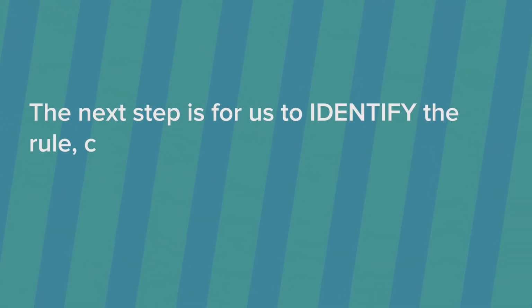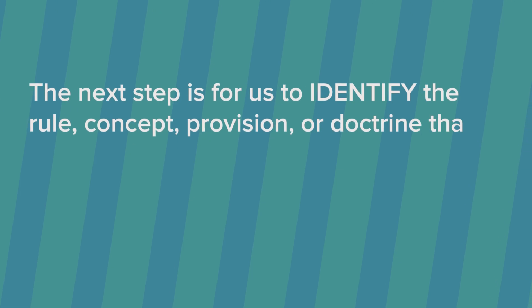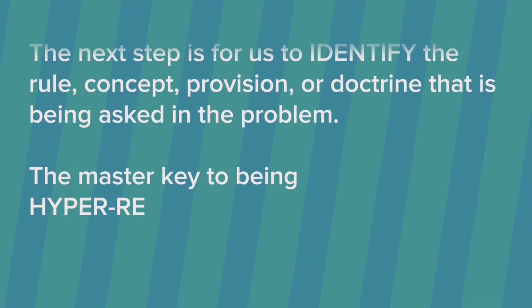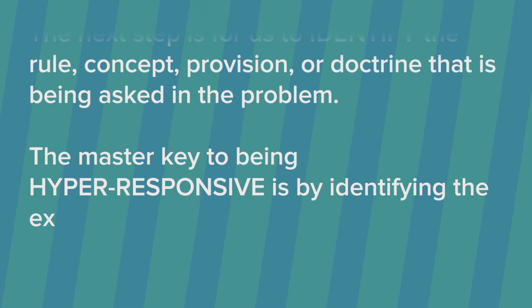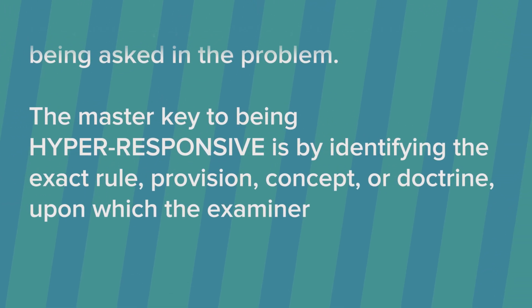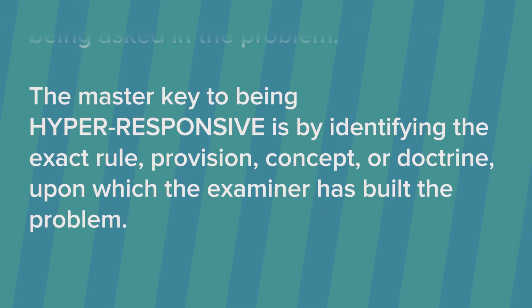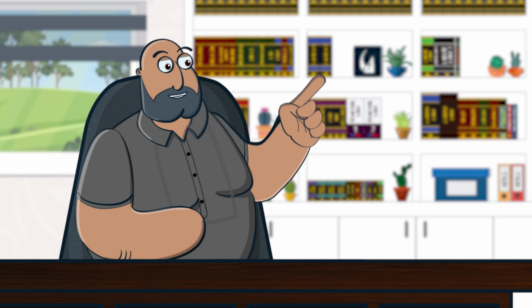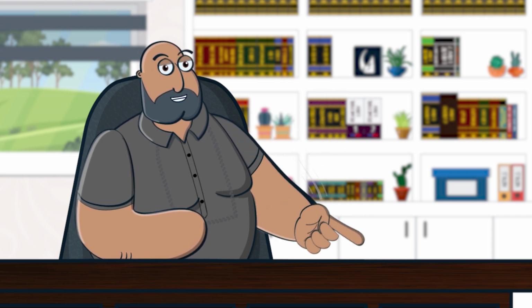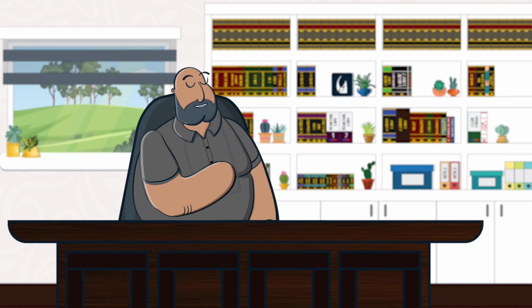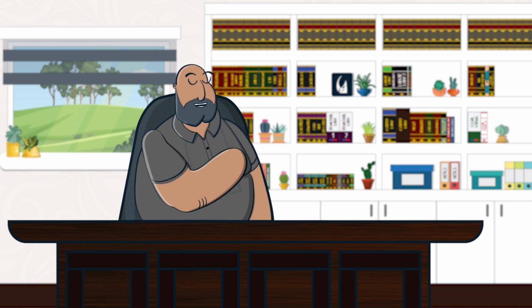The next step is for us to identify the rule, concept, provision, or doctrine that is being asked in the problem. The master key to being hyper-responsive is by identifying the exact rule, provision, concept, or doctrine upon which the examiner has built the problem. If we can reverse engineer how the problem was drafted in the first place, then it gives us the fighting chance to give the precise answer that the examiner is looking for.